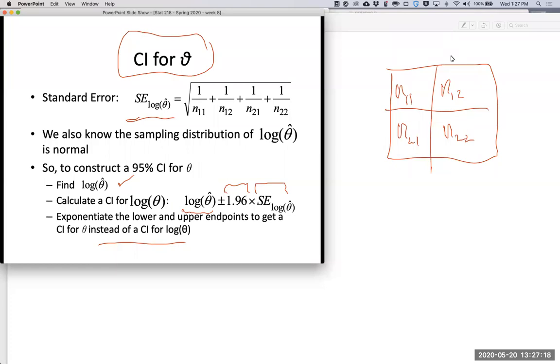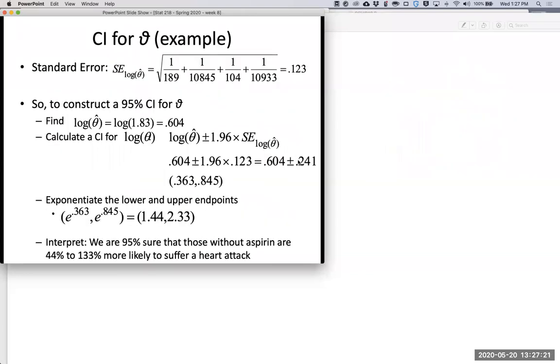Okay, so subtleties abound. Let's go ahead and just do it. My standard error for my problem is easy. Referring to the notes that you have, we've got N11. Well, no, this is not bird ownership. This is the aspirin and heart attacks. 189 heart attacks in the placebo group, 10,845 cases of no heart attack in the placebo group, 104 heart attacks in the aspirin taking group, and in the aspirin taking group, no heart attack, 10,933. Reciprocate, sum, and root.